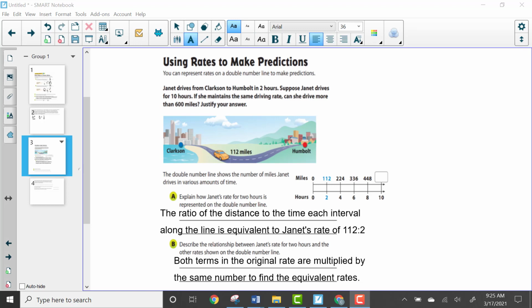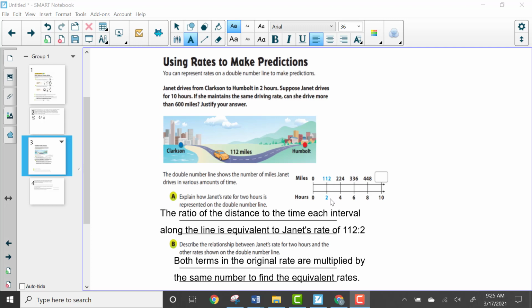So we can look at some of these questions here for letters A and B, and that's going to help us understand this number line a little bit. So it says explain how Janet's rate for 2 hours is represented on the double number line. And what we can see here is that the ratio of the distance to the time at each interval along the line is equivalent to Janet's rate of 112 to 2. How do we know that? Let's take a look at it.